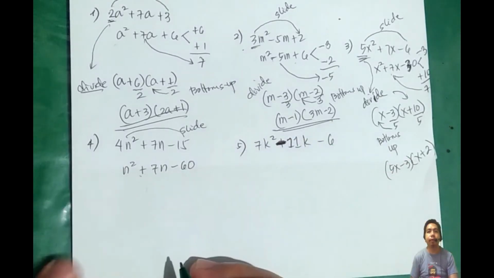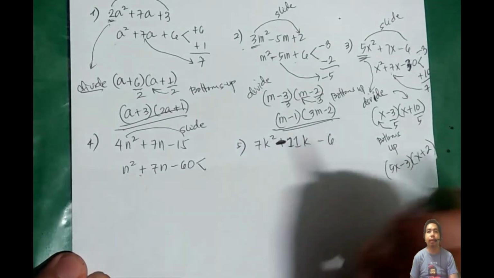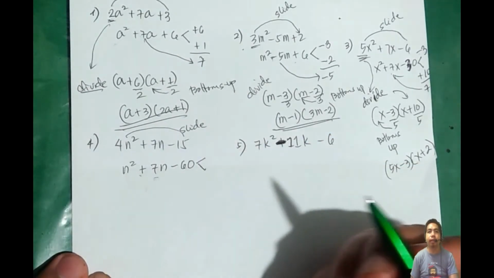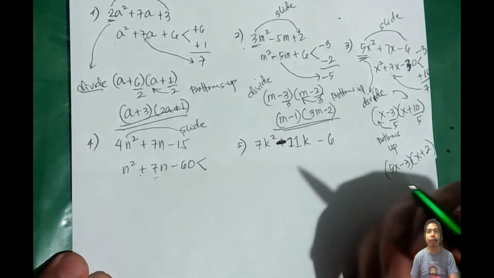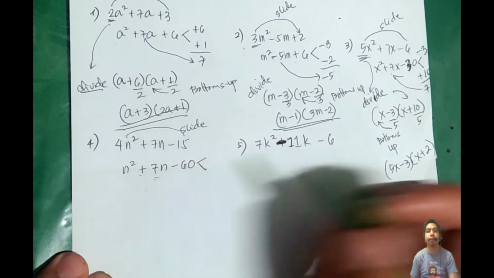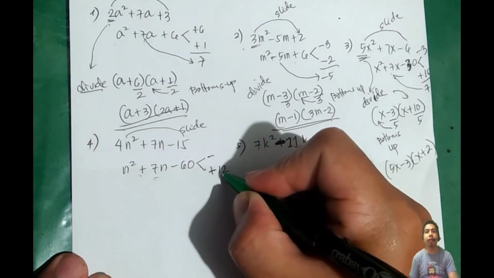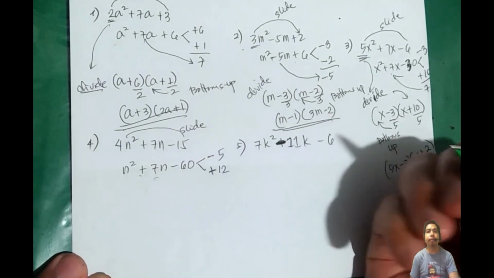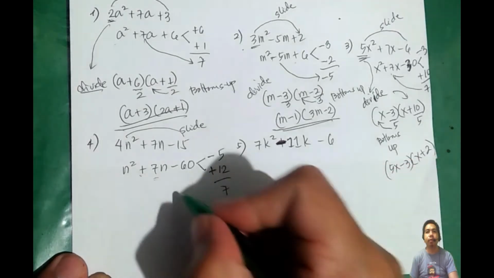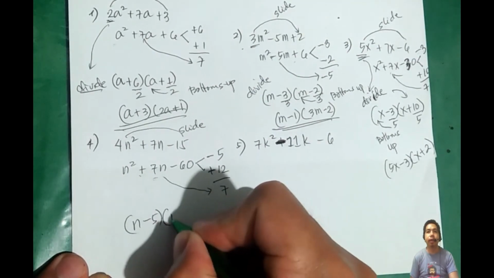So, factor of negative 60. So, ang factor natin dito, dapat yung isa ay negative at yung isa naman ay positive. So, ano yung factor ng 60? Yung difference ng factor ay equal sa 7. Yung isa negative, yung isa naman ay positive. So, we can have positive 12 and negative 5. So, the difference will be equal to positive 7 and that is the middle term. N minus 5 multiply to n plus 12.